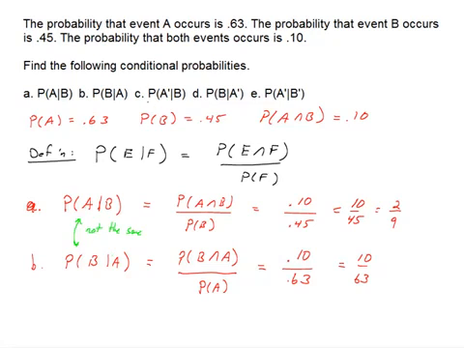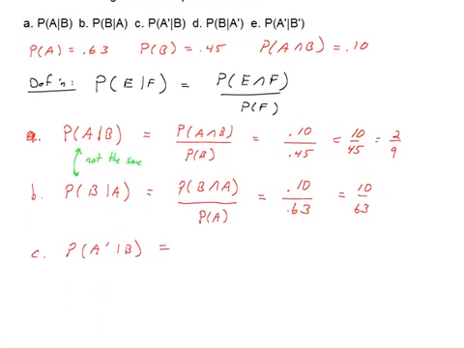Alright, so to continue on, part C, I'm going to show you that we can solve this in two ways if we think about it correctly. I'm just going to go straight to the definition and show you what happens, then I'll show you a little bit of a shortcut.